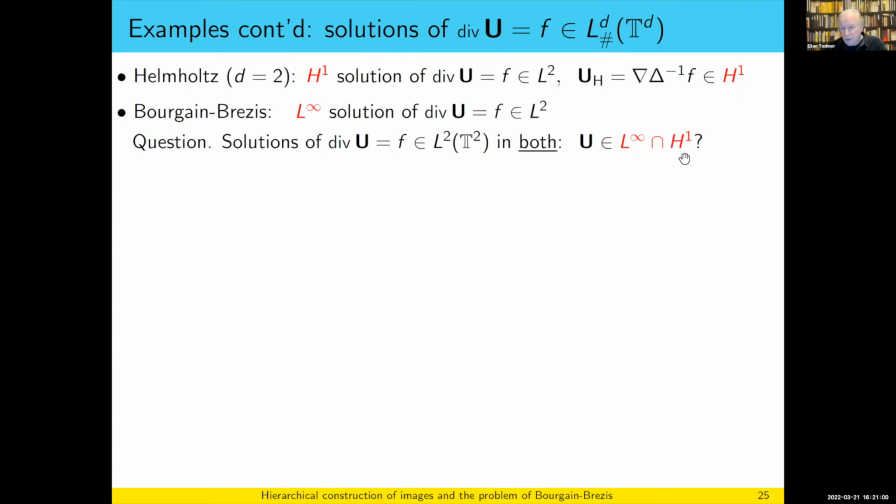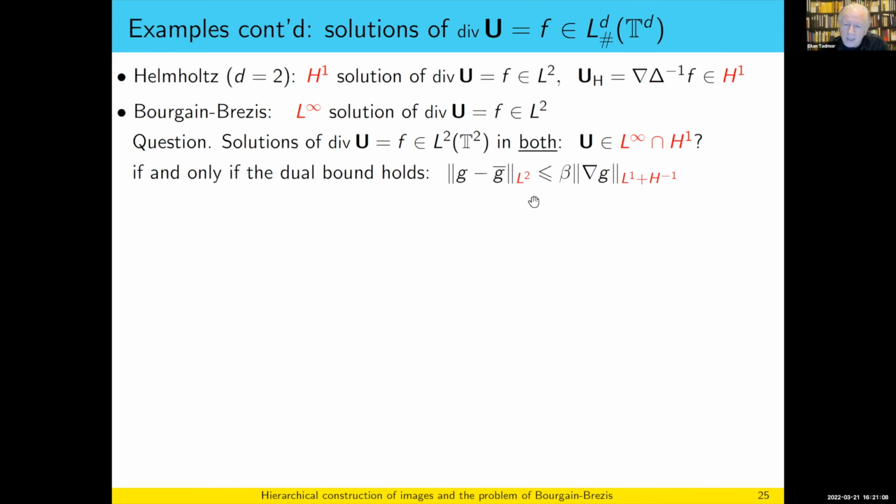Well, we can find a solution in both if and only if the corresponding dual estimate holds. What is the dual estimate? The dual estimate says that the L2 norm of a function should be bounded not by the L1 of the gradient, the total variation of G, but by the L1 plus H minus 1. Namely, we should decompose the gradient of G into two pieces. One is bounded in L1, the other in H minus 1, but neither of these pieces should be a full gradient. So what about this estimate? What is the name of this estimate? Well, this estimate was not known.